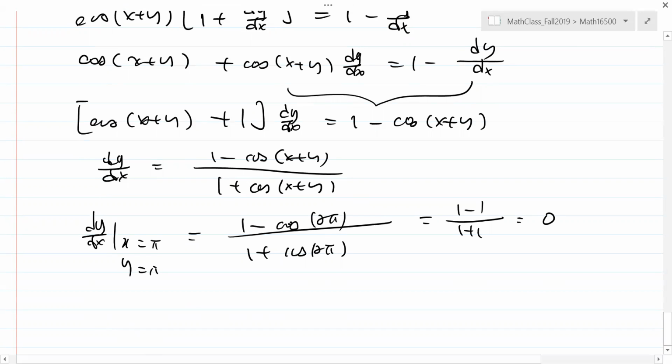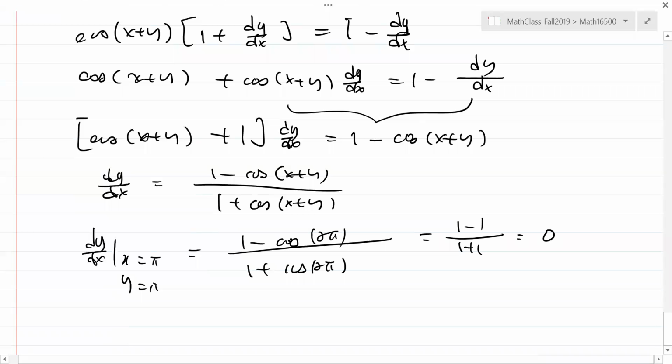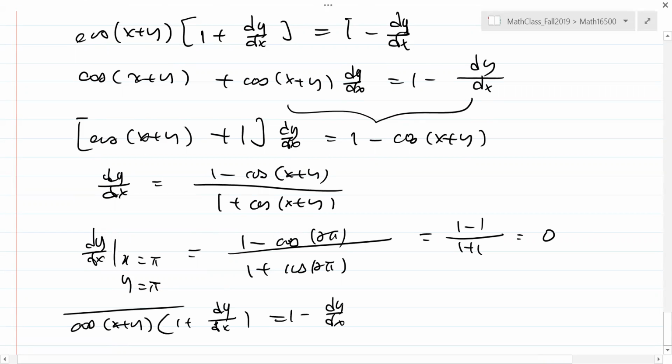But it's better to solve this problem, to find the derivative earlier. Okay, you know that you have a cosine x plus y, right? 1 plus dy over dx equals 1 minus dy over dx, right? This is true in general.